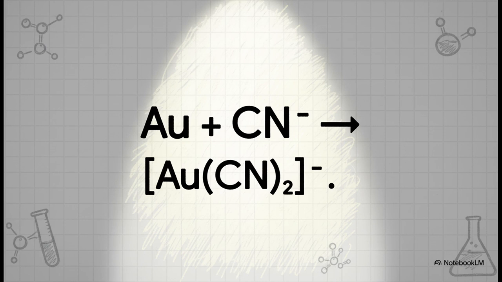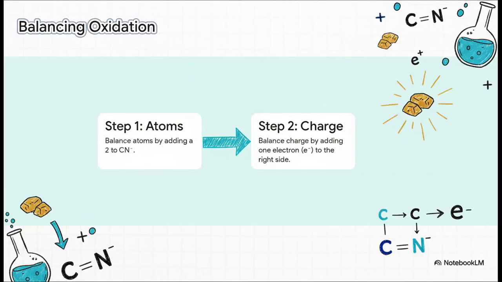First up, let's start with the oxidation half. This is the part with our friend, the gold. We're looking at how that gold, Au, reacts with cyanide, CN-, to make that new thing, that complex. Come on, let's put all our focus right here. Okay, this process is super simple. It's just two steps. Step one, balance the atoms.